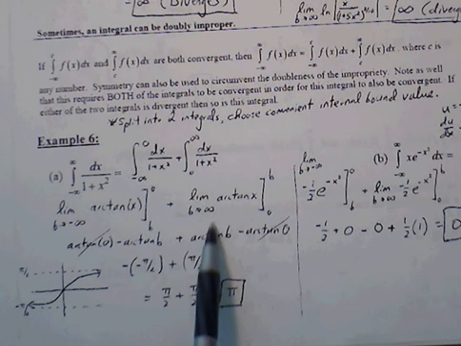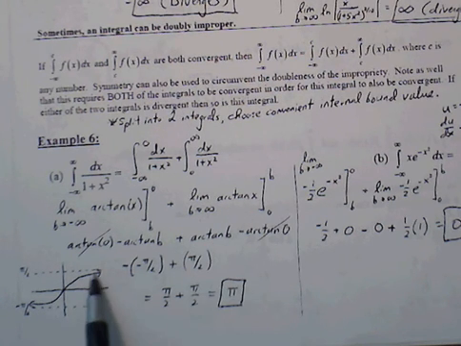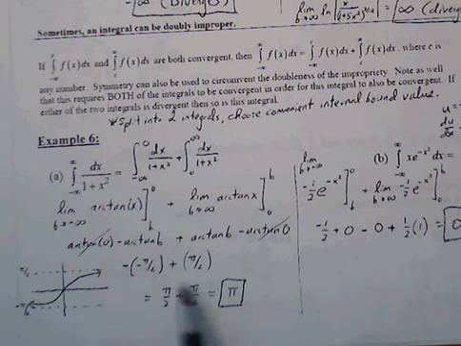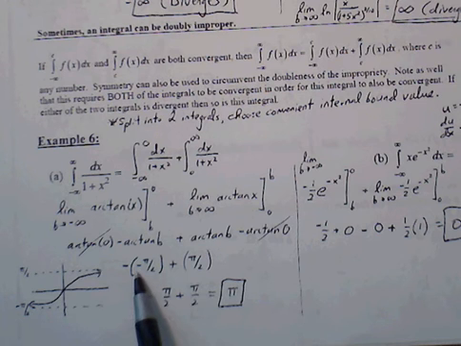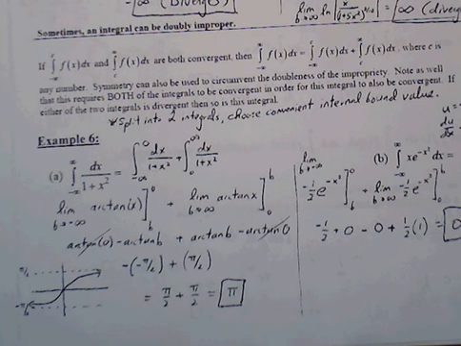Arctangent of b, as b approaches infinity, we see that the graph is approaching pi over 2, so that's pi over 2. The arctangent of zeros will cancel out. So we have two negatives here, so this is pi over 2 plus pi over 2, which is 2 pi over 2, which is equal to pi.